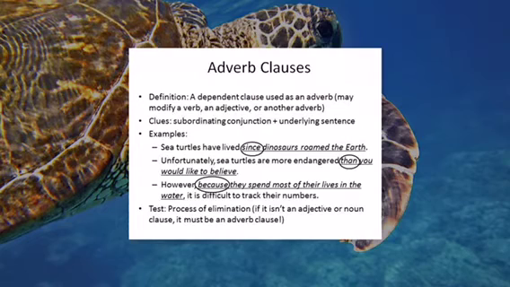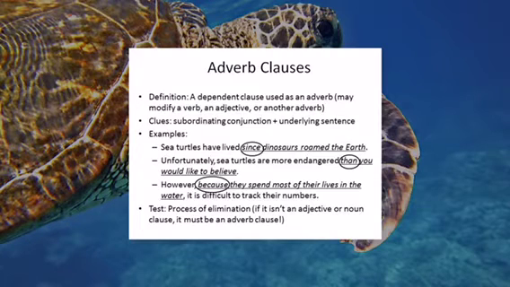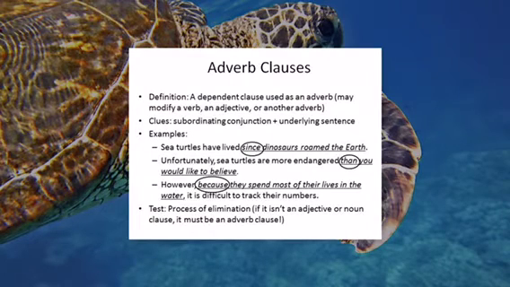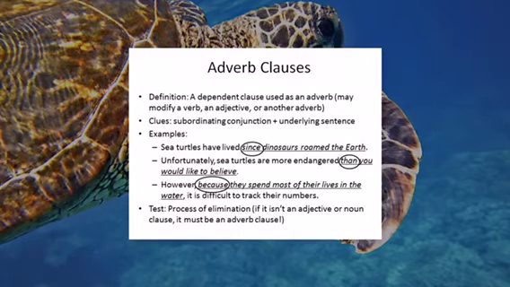Adverb clauses begin with subordinating conjunctions and are followed by underlying sentences. In other words, sentences that could stand by themselves if the subordinating conjunction wasn't there. Let's practice. Sea turtles have lived since dinosaurs roamed the earth. Notice that the adverb clause begins with a subordinating conjunction, since, and is followed by an underlying sentence, dinosaurs roamed the earth. Now, to prove this is an adverb clause, we can use process of elimination.